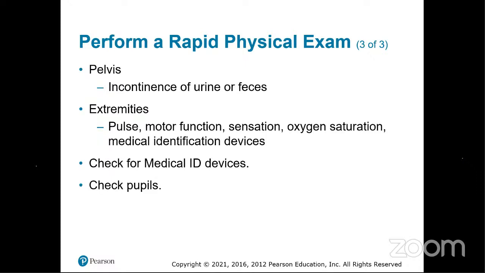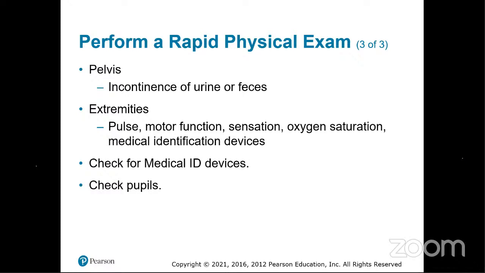Pelvis, incontinence of urine or feces, meaning they use the restroom without any control. The body, when it goes into shock and it's trying to do whatever it can, it gets rid of whatever it doesn't need to survive. And urine and fecal matter is what it doesn't need, so it's going to get rid of it. And then you're going to check for instability in the pelvis too, see if there's anything moving around there.